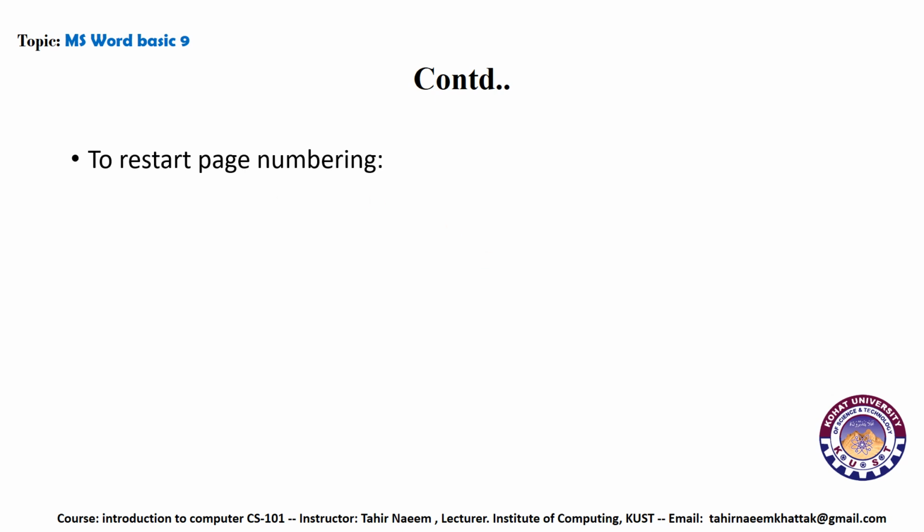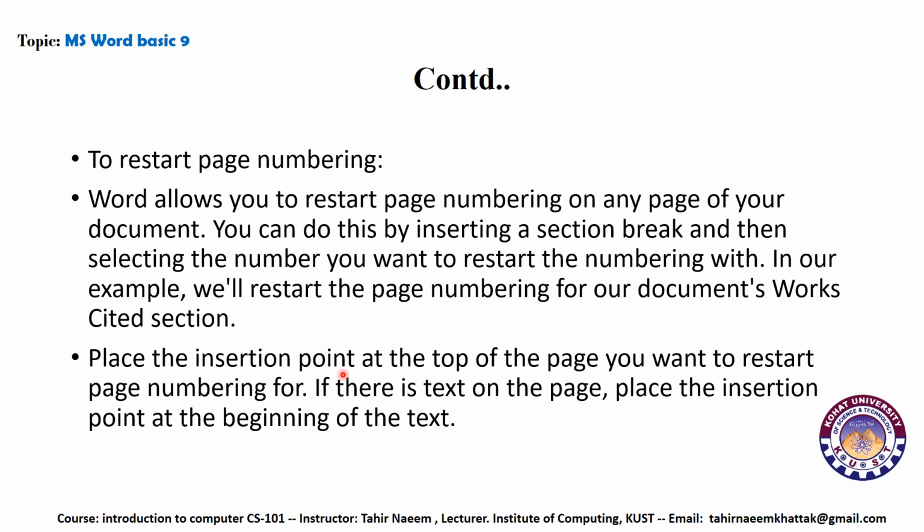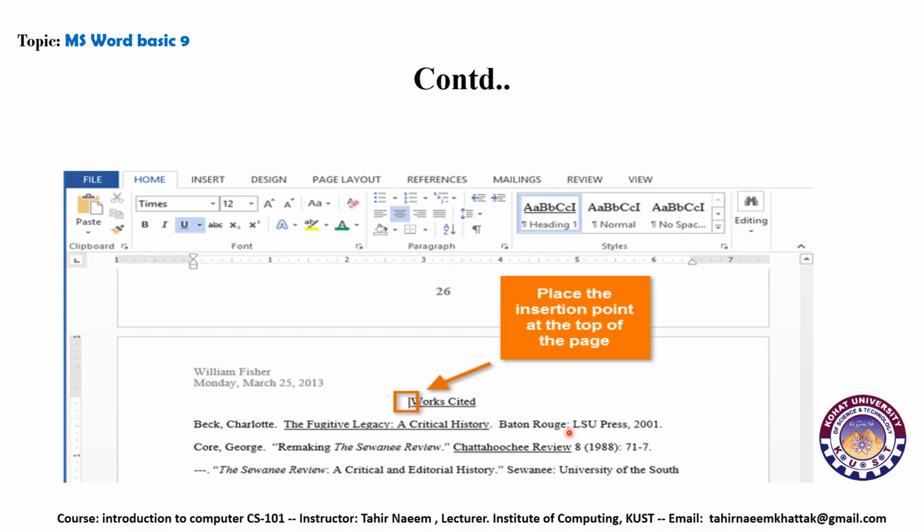How to restart page numbering? Word allows us to restart page numbering on any page of our document. We can do this by inserting a section break and then selecting the number we want to restart the numbering with. In our example, we will restart the page numbering from our document's Works Cited section. We will place the insertion point at the top of the page where we want to restart page numbering. If there is text on the page, we will place it above the text of our page. As you can see, here we have placed the insertion point at the top of the page.